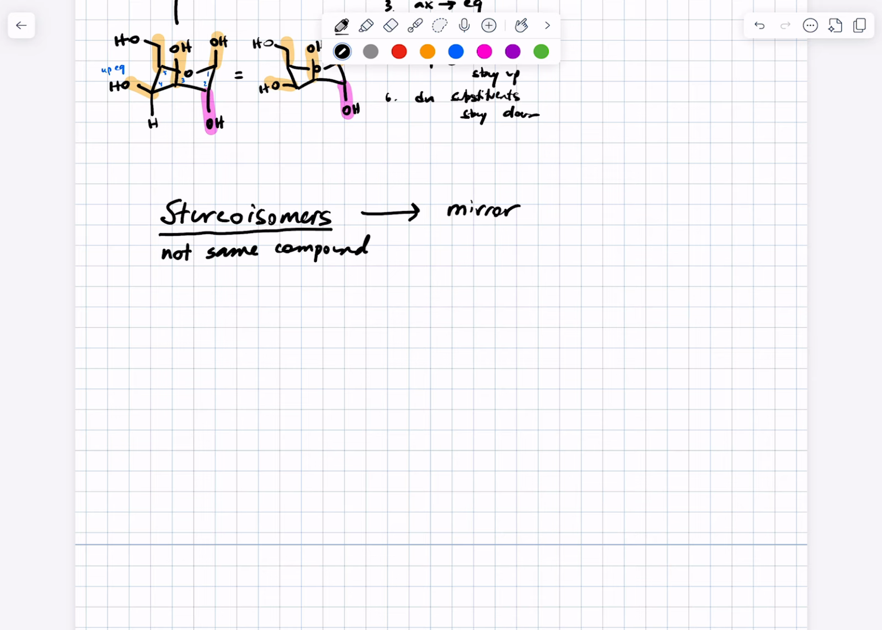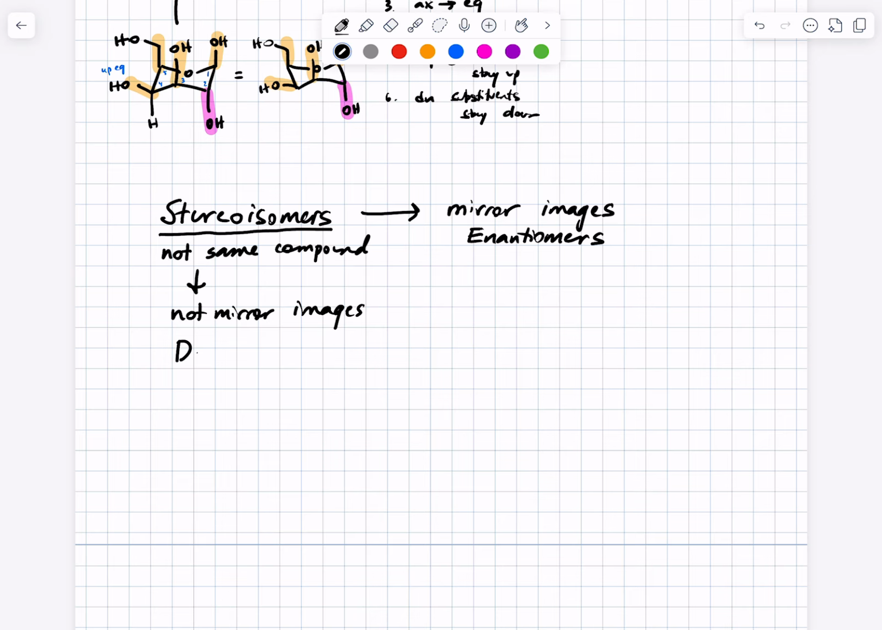And I'm not talking about they're drawn differently, but if you flip them over, they're the same compound. I mean, they actually have to be different. So, there are stereoisomers that are mirror images of each other. Those are called enantiomers.